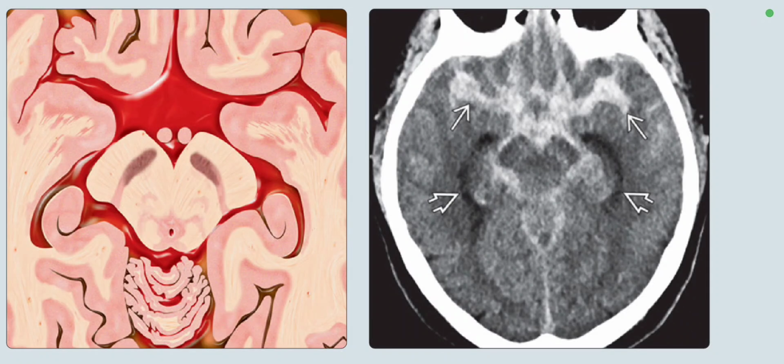Left image is the axial graphic image through the midbrain, and it shows the subarachnoid hemorrhage in red throughout the basal cisterns. Given the diffuse distribution of subarachnoid hemorrhage without focal hematoma, statistically, the most likely location of the ruptured aneurysm is the anterior communicating artery.